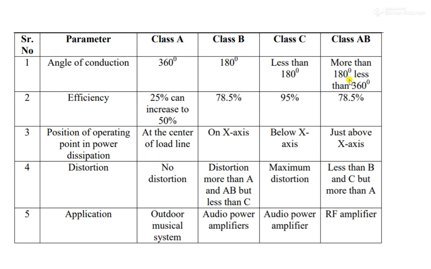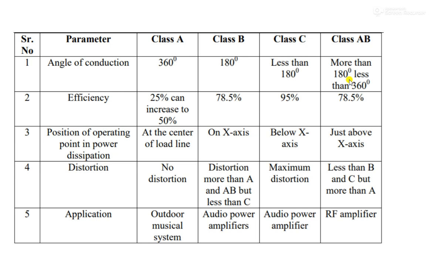Class C is the most efficient power amplifier in the category, with 95% efficiency. The class AB amplifier is again the same as class B, that is 78.5%. So by this comparison, the best efficiency power amplifier is class C.